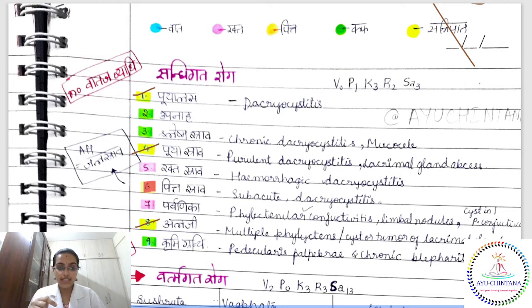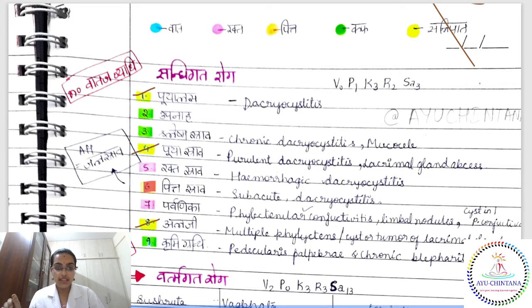If that is blocked in some way, in Kaninika Sandhi, some pathology is going to happen. If the nasolacrimal duct is problematic, some pathology will happen there, all related to dacryocystitis. So Puyalasa was also Kaninika Sandhi, and all the four Sravas were related to Kaninika Sandhi. So all different varieties of dacryocystitis will happen there. Got it? Okay.